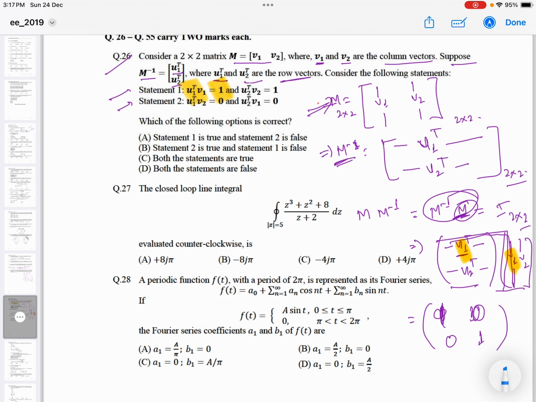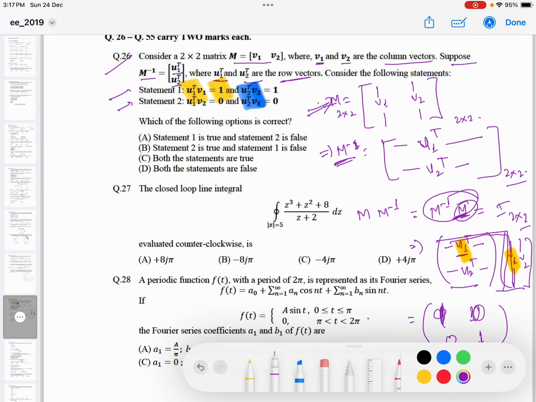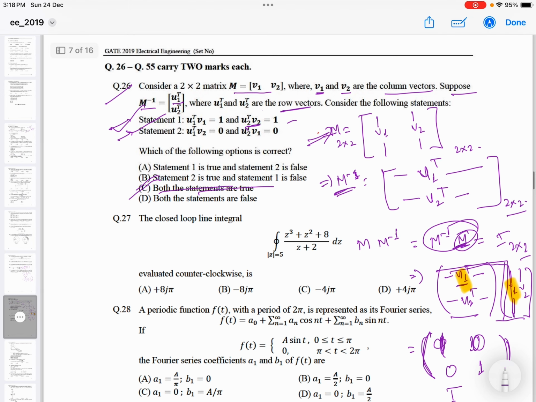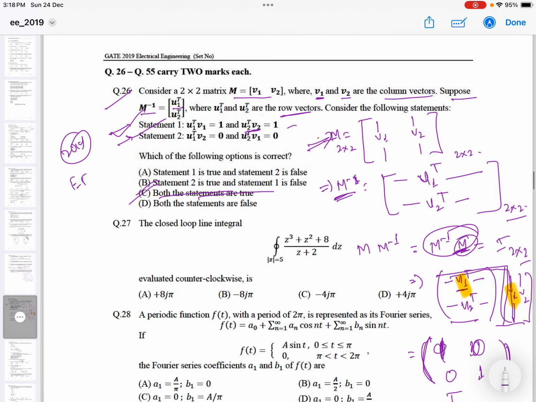And then u2 into v2, right? You just compare with this. You are given this identity matrix, you take the inner product, and then you will find which relations hold true. Both relations hold true. So the correct answer for this is C: both the statements are true. Okay, this was the 2019 paper from EE. Now we will look at the 2018 paper.